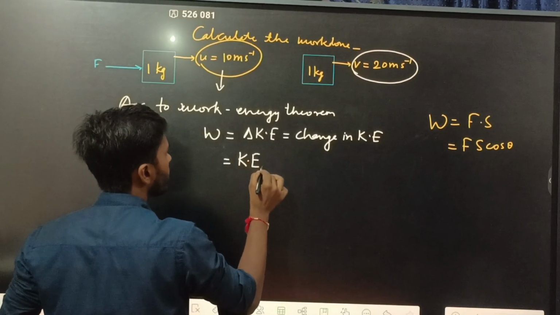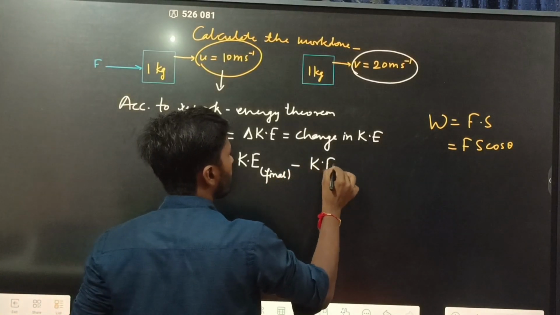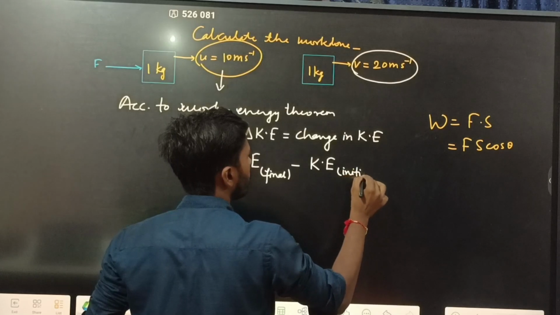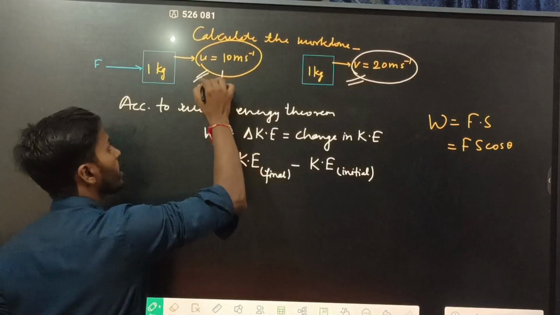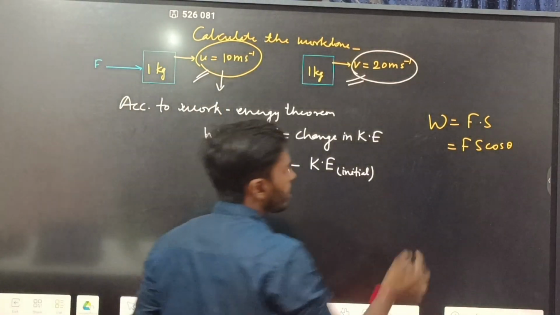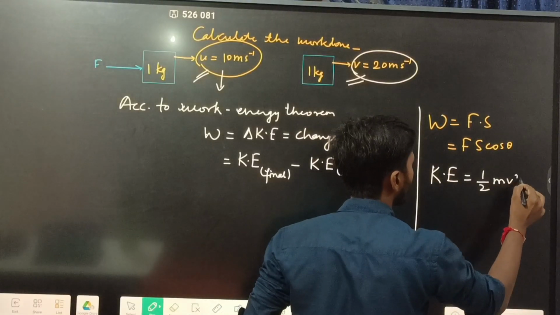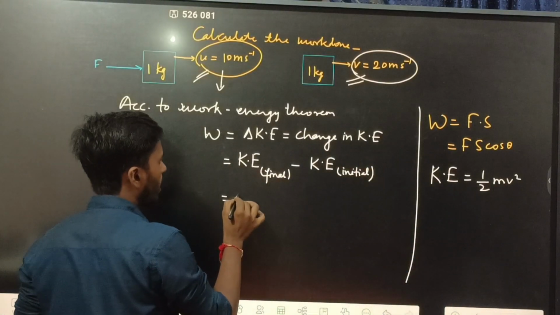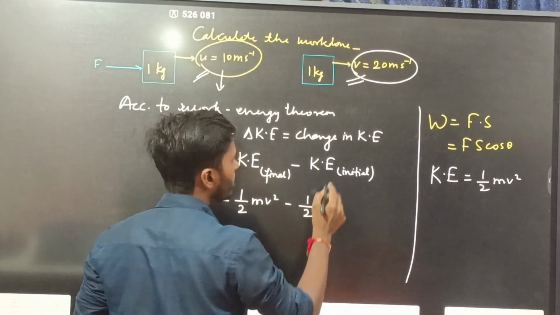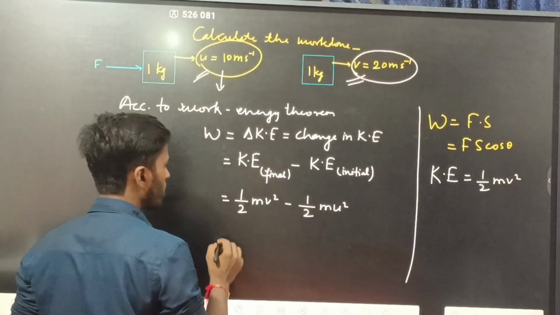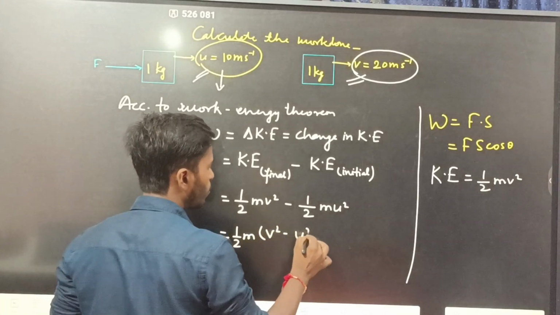What it means? Means kinetic energy final minus kinetic energy initial. For final kinetic energy, we will consider the final velocity, and for initial kinetic energy, we will consider initial velocity. And what is the formula of kinetic energy? We all know the formula of kinetic energy is half mv square, right? So for final kinetic energy, it will be 1 by 2 mv square, and for initial, 1 by 2 mu square. Take 1 by 2 and m common, so v square minus u square.